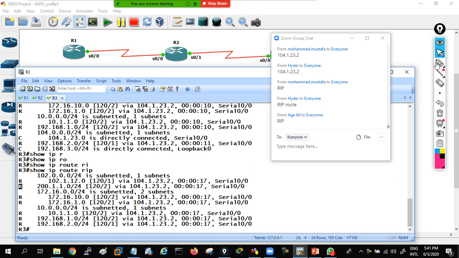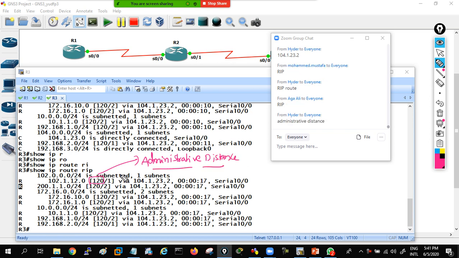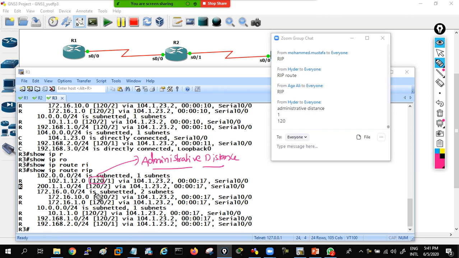Right, guys? So now let's see here. What is this 120? Let's go and check it one by one. Now we'll go a little bit deep dive. If you see here 120, what is this 120? The administrative distance. For example, if you take static, the default administrative distance for a static route is 1. And what is the default administrative distance for RIP? 120. Everybody understand, write it in your notes.